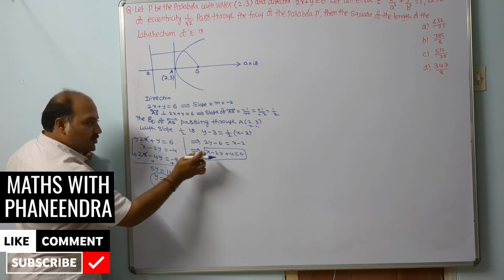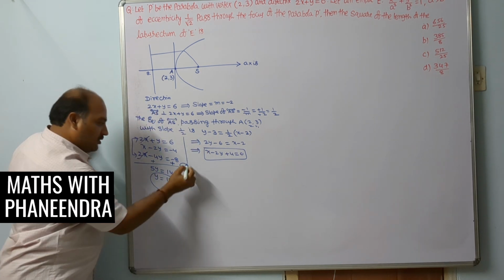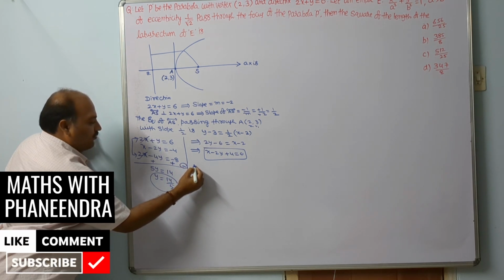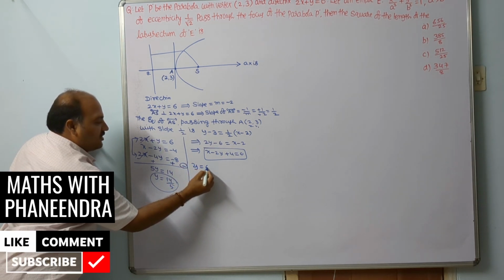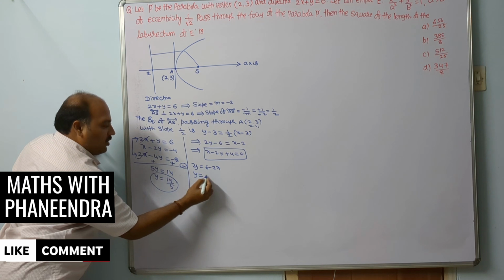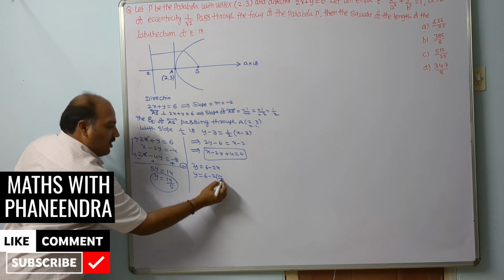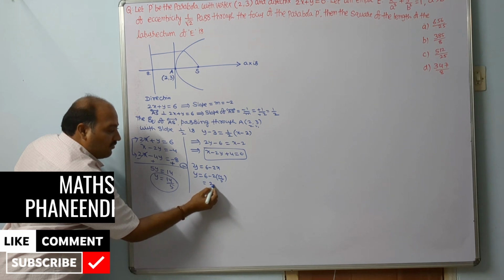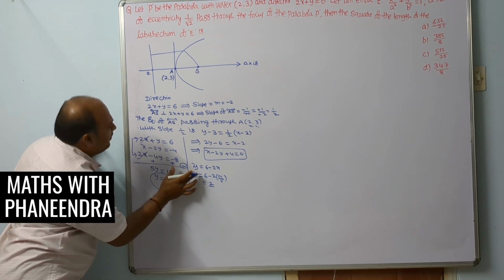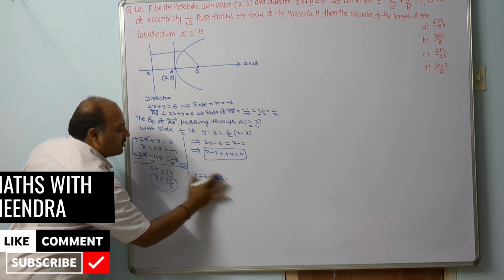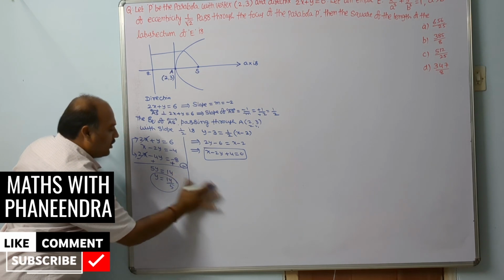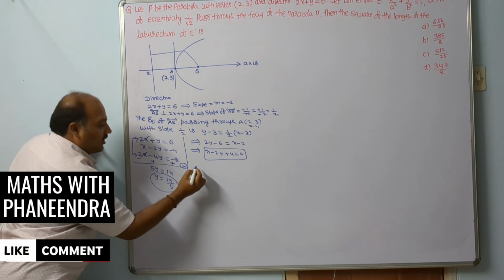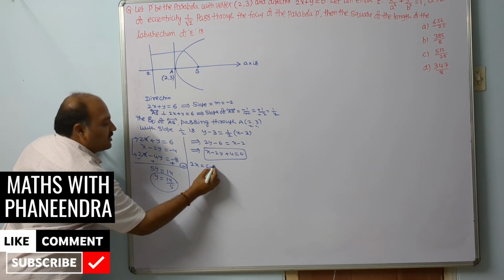So y value, substitute either in this equation or in this equation. So y equal to 6 minus 2x. Y equal to 6 minus 2 into 14 by 5. 5 sixes are 30, 30 minus 28, 2 by 5. So y value, not y value, dear students, I want x value, no. Y value we got it here. So from here 2x equal to 6 minus y.